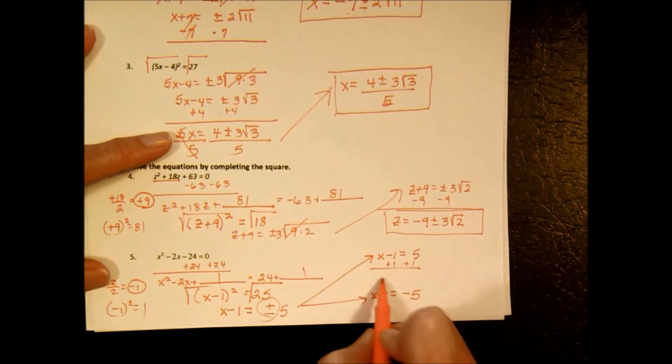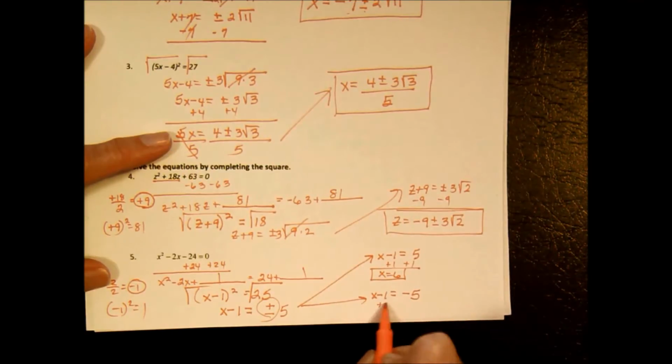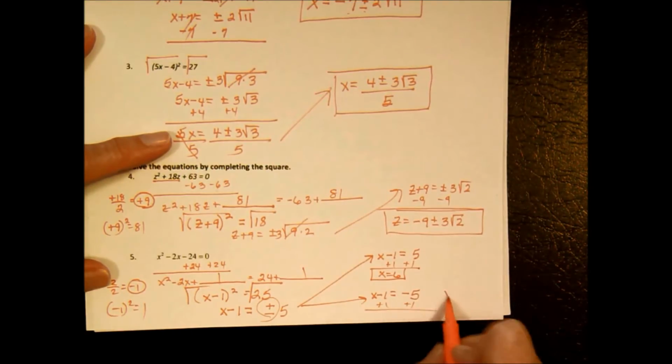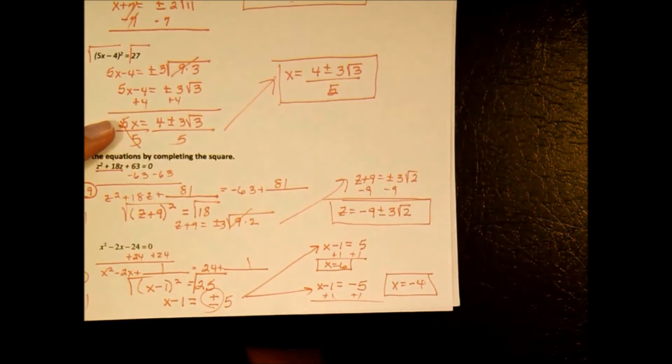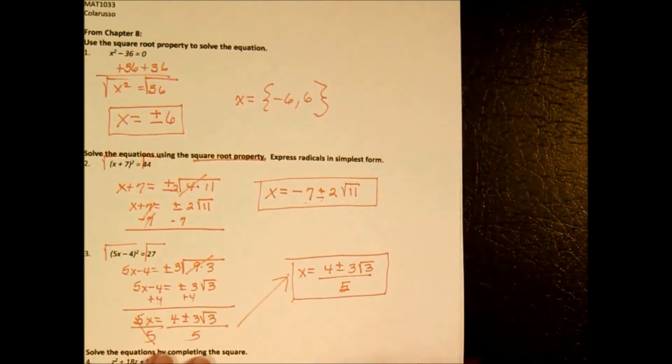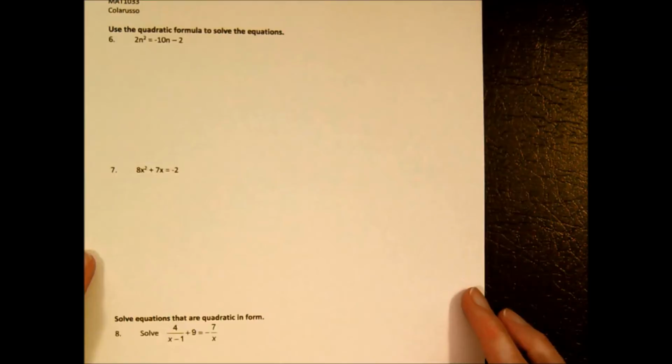So x equals 6. There's one answer. Or x equals negative 4. And once again, we have two answers because we split what came out of our square root sign there. Okay, that is completing the square. So let's look at the quadratic formula, which is another way that you can solve quadratic equations.